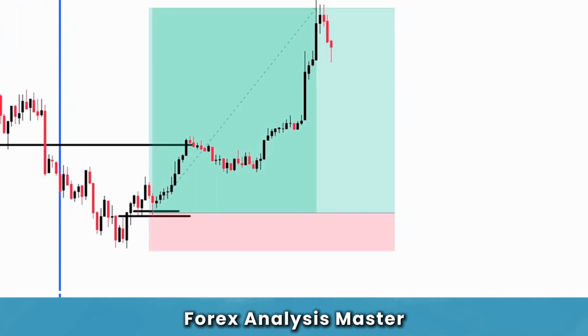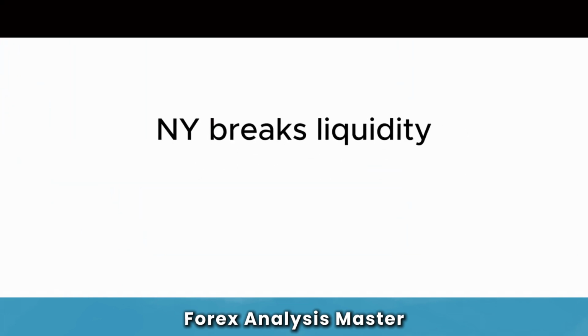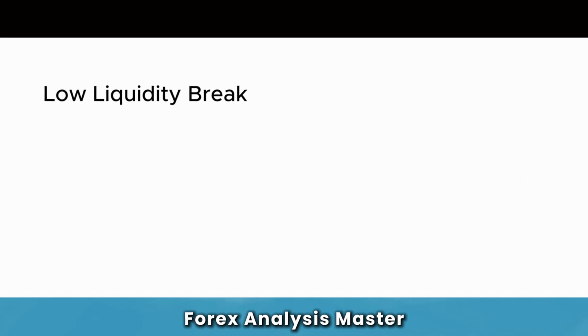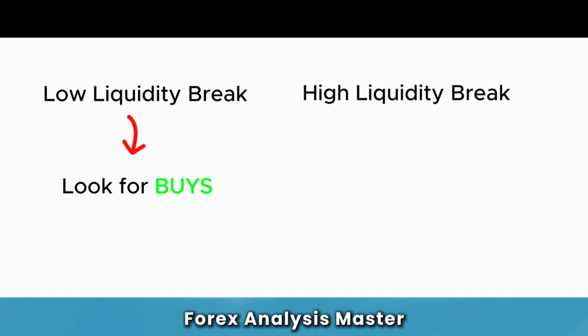As you can see, the point of this strategy is to wait for New York institutions to break either liquidity side just to target the other side afterwards. So if institutions break the lower liquidity, we look for buying opportunities. And if institutions first target the high liquidity, we look for sell short opportunities.